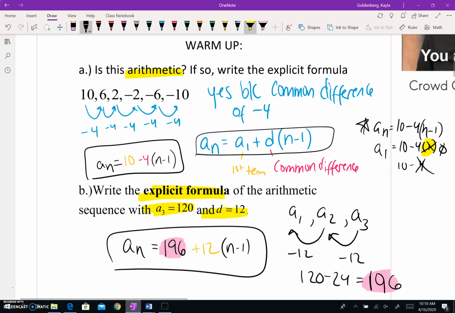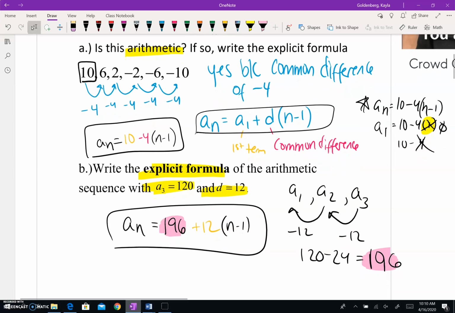You can also think about it that from your first term on, you are going to be doing minus 4, and the amount of times you do the minus 4 is 1 less than how many terms you have, because you always start with the first term and then start doing your common difference after the first term. So that's another way you can think through it.